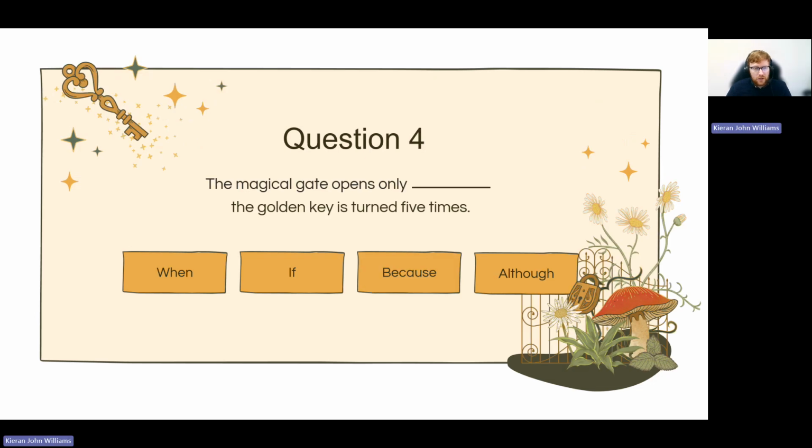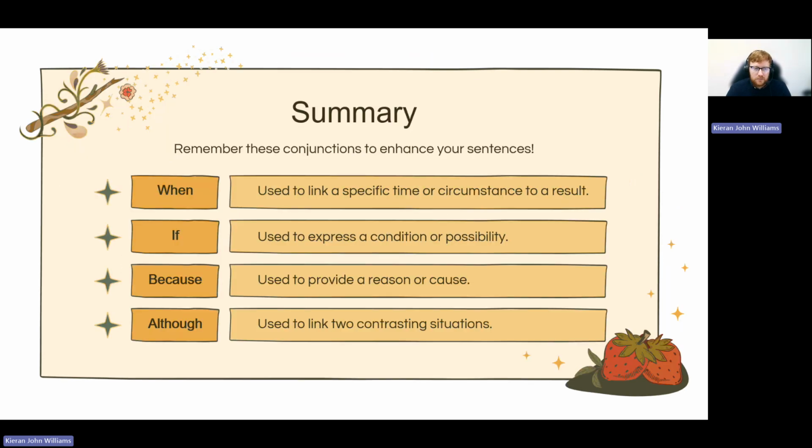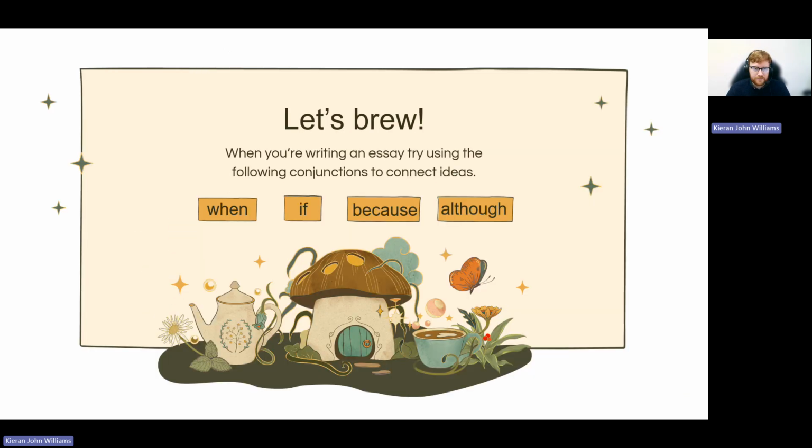Number four: the magical gate opens only the golden key is turned 5 times. So this is where you should use when, of course, because it does happen at the same time. Okay. So as a little summary then. So when is used when two things happen at the same time. Okay. We have if for if something is possible or a condition. Because is used to give a reason or a cause. And although is used to connect two contrasting ideas.